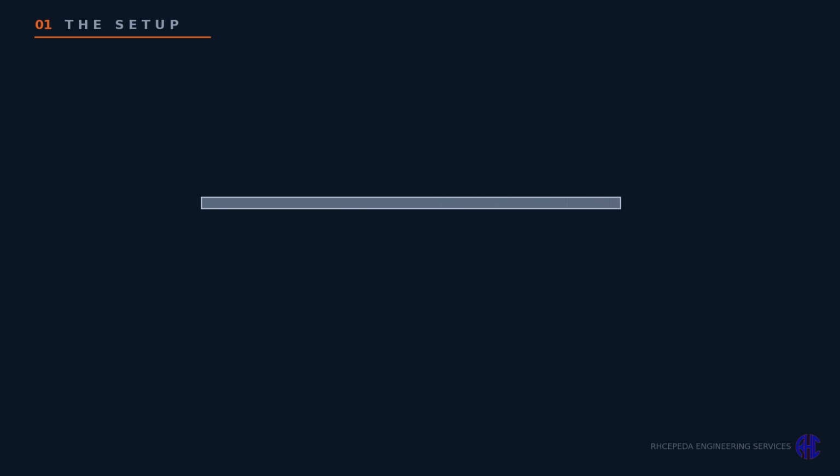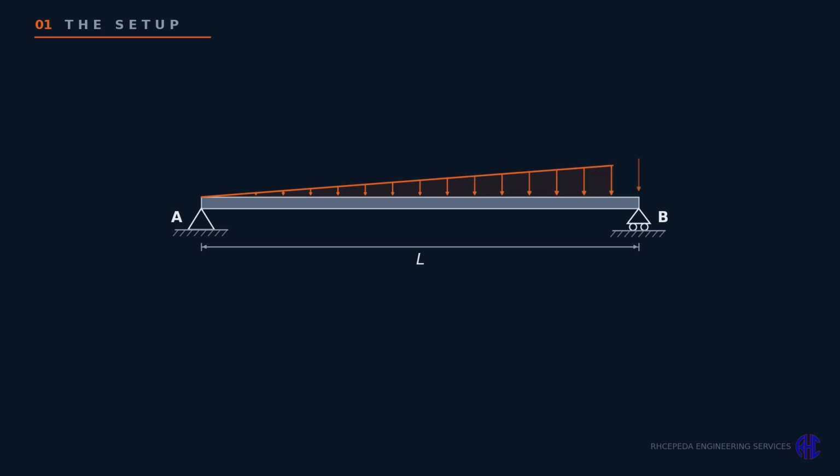Here's our beam. It rests on a pin support at end A and a roller support at end B, spanning a length L. But the load is not uniform this time. Its intensity starts at 0 at support A and increases linearly to a maximum of W0 at support B. At any distance x from A, the intensity is W0 x over L.